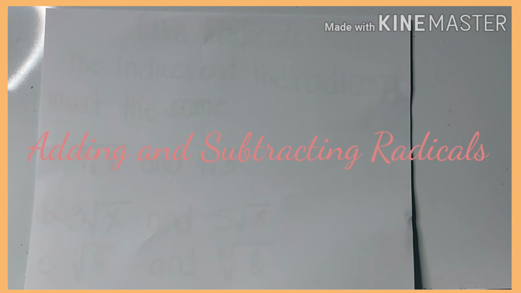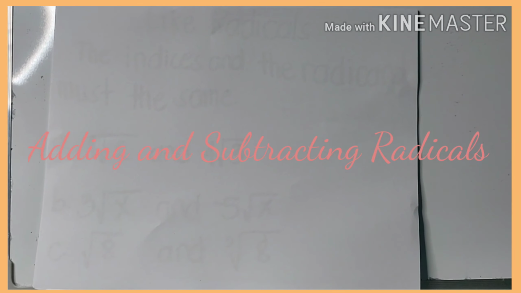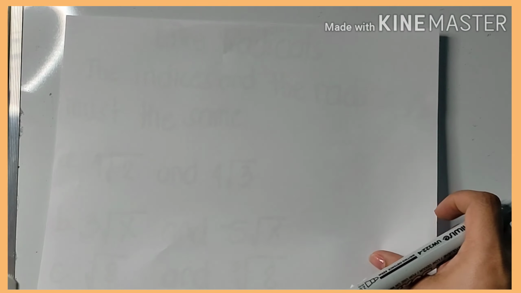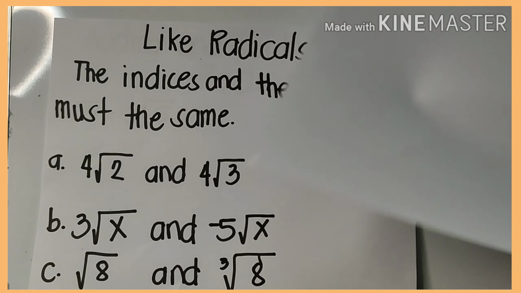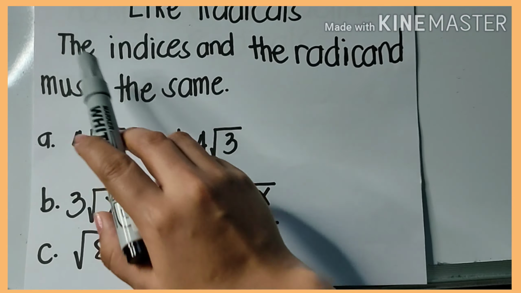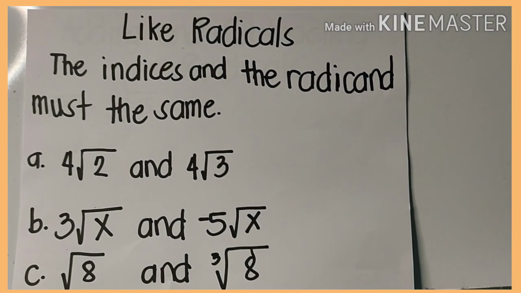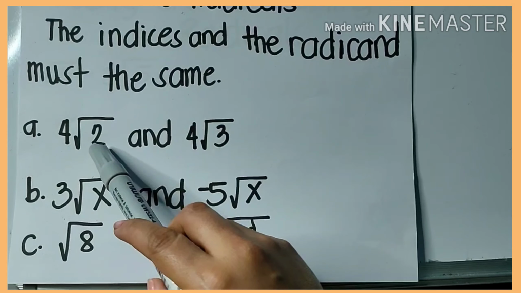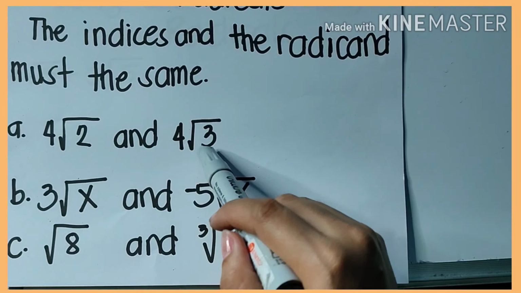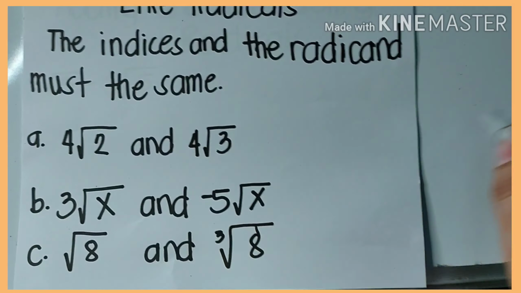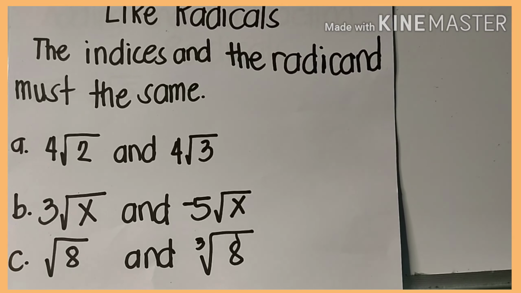Hello, grade 9 students. Today I will be discussing operations on radicals. So let's start by knowing what like radicals are. When we say like radicals, the indices and the radicand must be the same. For example, I have here 4 square root of 2 and 4 square root of 3. What do you think for this example? Are these like radicals?